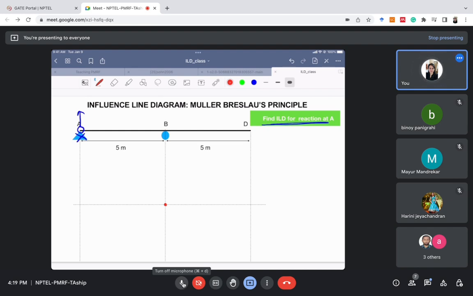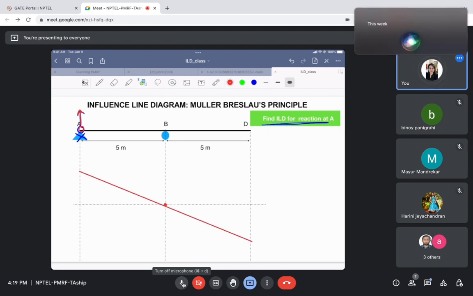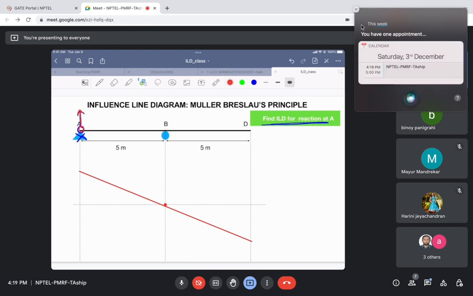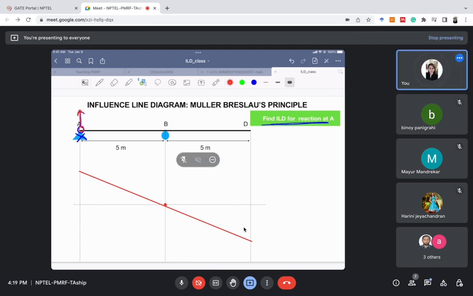Now, if there's a beam like this, and if we take point A and move it upward like this, what would be the deflected shape? How will it be deflected? And it is supported at B also, so it will be deflected in this way. So this would be the deflected shape. Let us join everything now. So this will be the ILD for reaction at A.